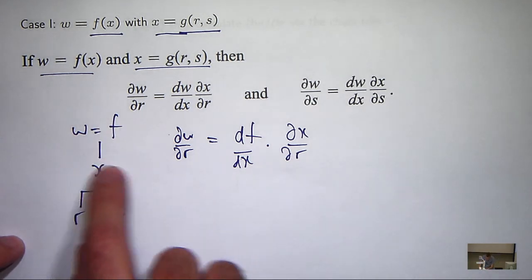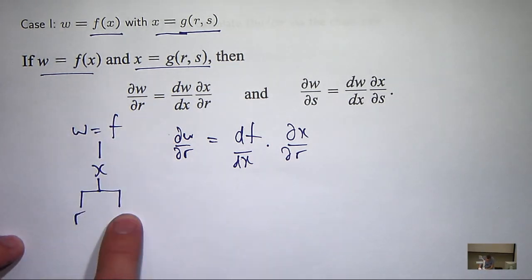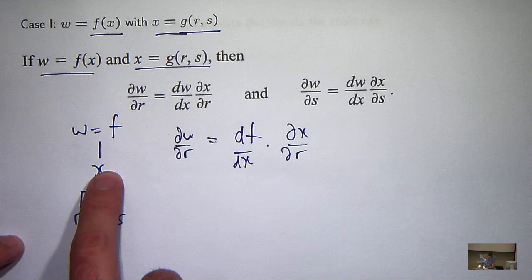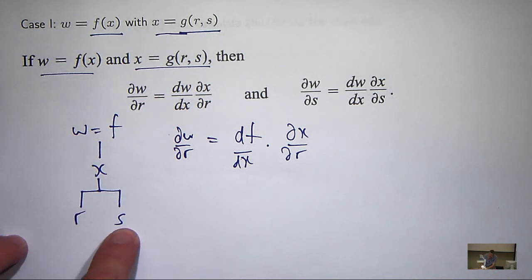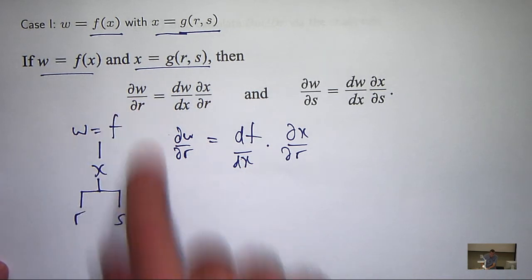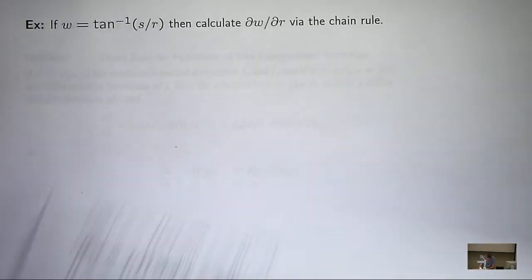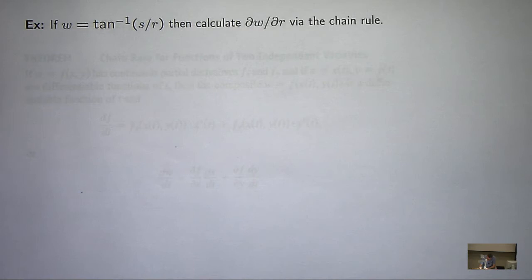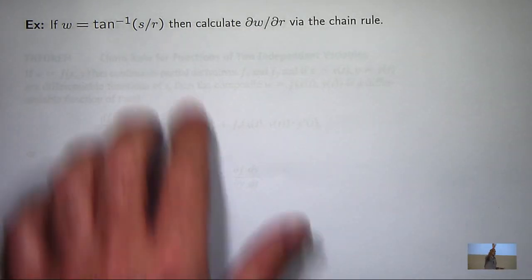Okay, so to get dw ds, go down the paths leading to an s. So it would be df dx times dx ds. That would be this chain rule. So just draw these simple diagrams, and they're all sorted. So let me show you how it works for a specific example. And I think this is actually in your tutorial sheets.